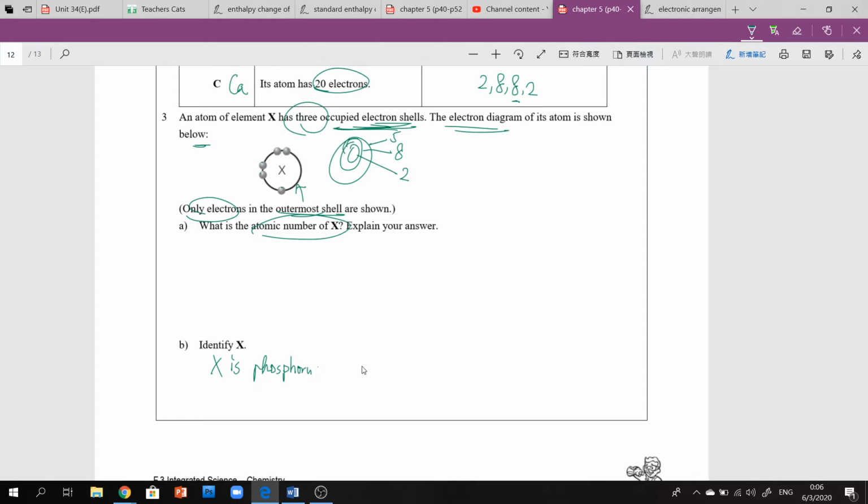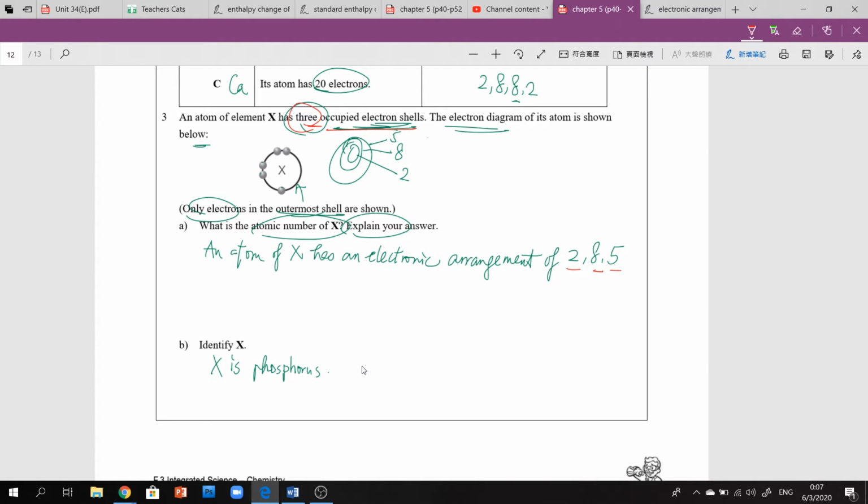Phosphorus. So can you give me the atomic number of X and explain the answer? It's easy. An atom of X has an electronic arrangement of 2, 8, 5, which agrees with the sentence.